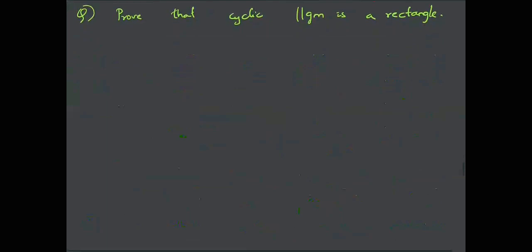So prove that a cyclic parallelogram is a rectangle. Cyclic parallelogram means there is a parallelogram which is a cyclic quadrilateral. So all the four vertices of a parallelogram lie on a circle. You need to prove that it will be a rectangle. Pretty simple one. 2 minutes for this.